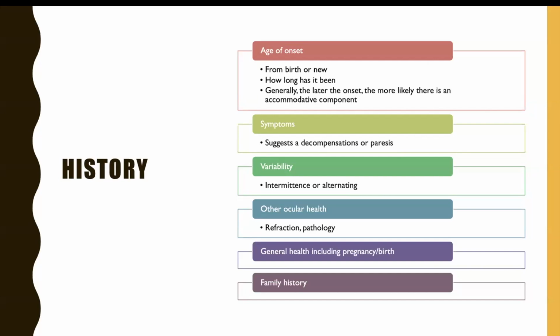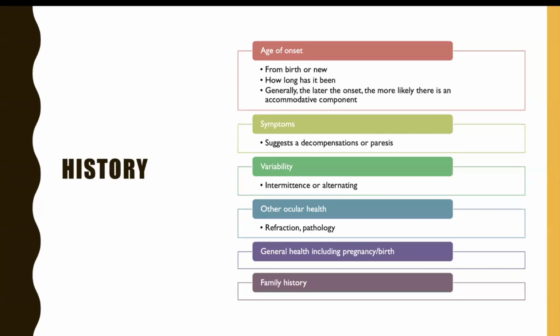Then ask for things like symptoms. Are they actually diplopic? And if patients are symptomatic, that generally suggests a decompensation of a previous phoria, or for example, a new paretic muscle. Is there a variability? Is it intermittent? Does it alternate between the two eyes? Do they have a refractive error? Do they have any ocular pathology? What's their general health like?